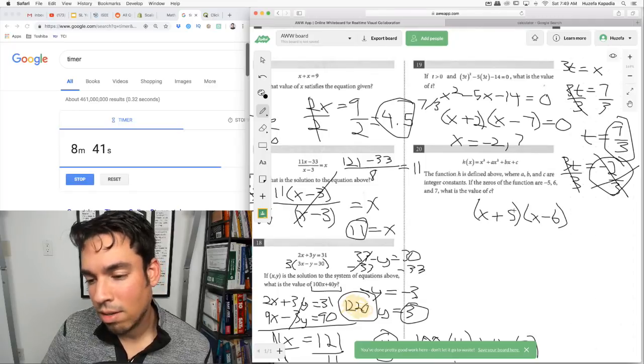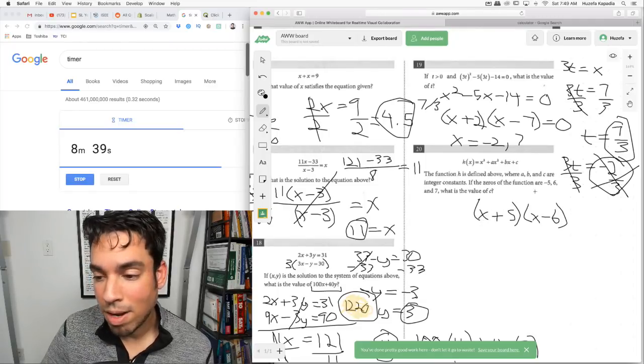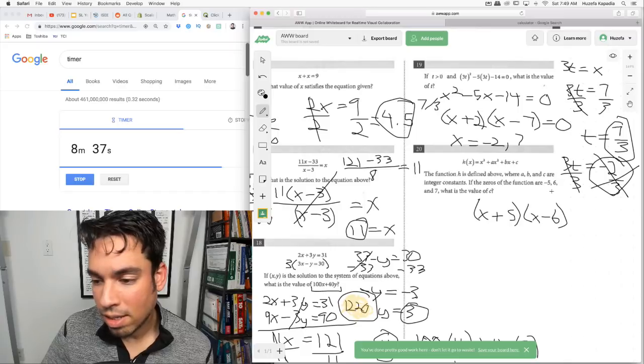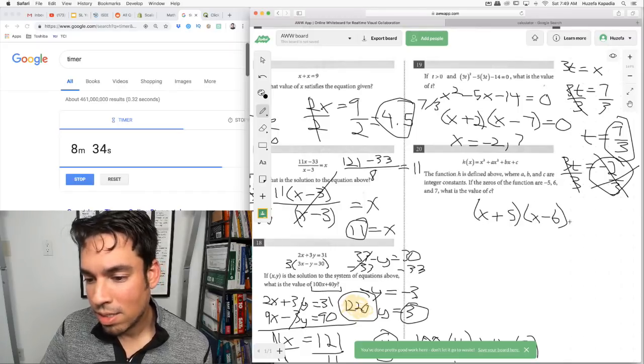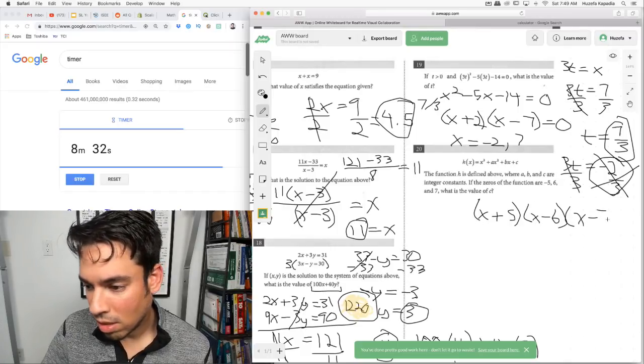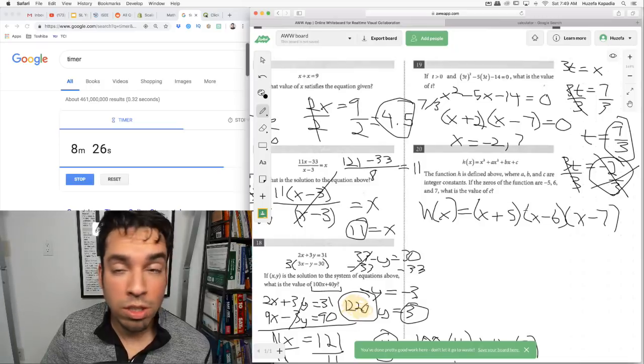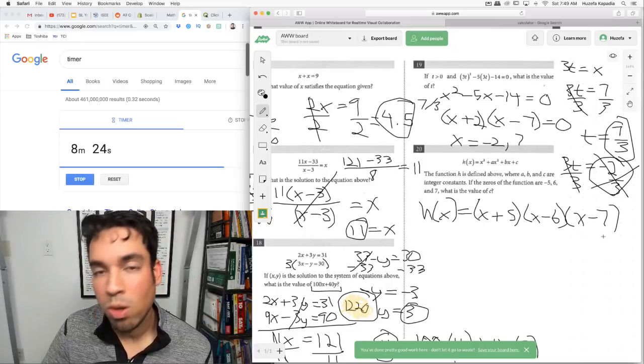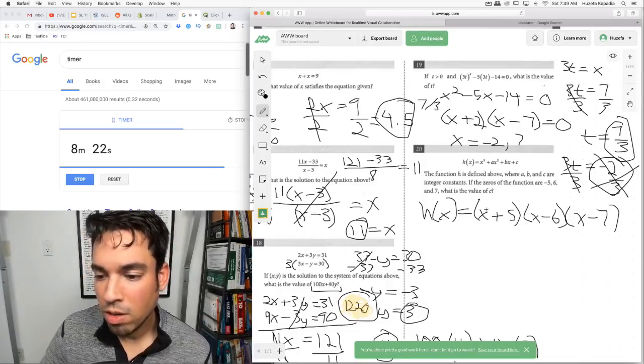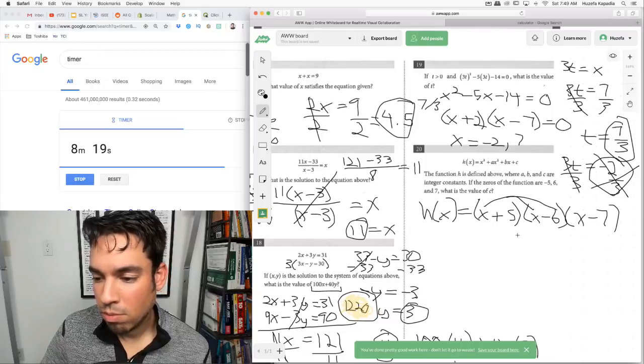X minus the zeros, we put it in as x minus whatever the zero. So x minus negative 5 is x plus 5. X minus 6 times x minus 7. It means that's what we would be able to factor this to. Okay. But now they're asking, what is c? Unfortunately, the only thing we can do to solve for c is we got to FOIL this entire thing. Okay? So let's just do it, right?